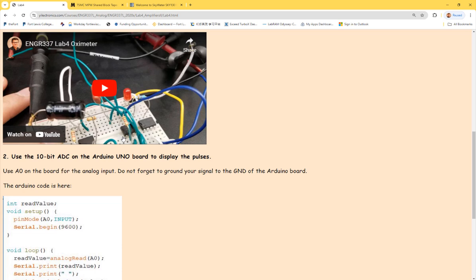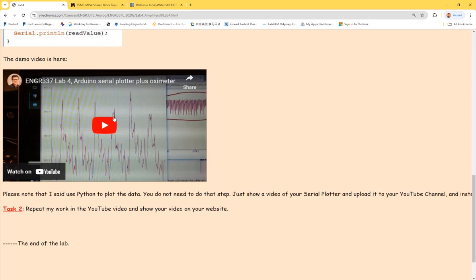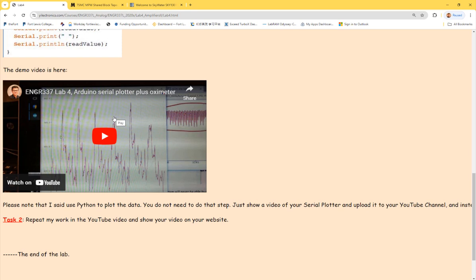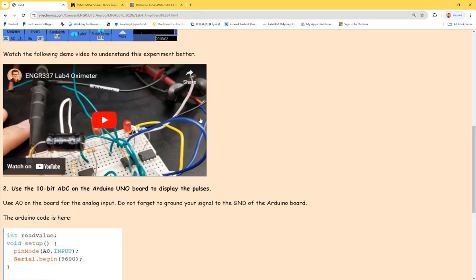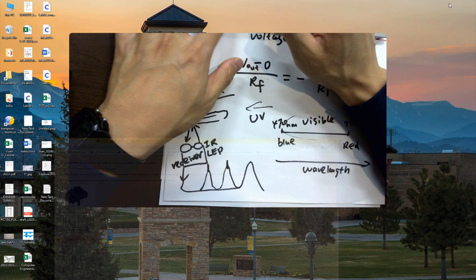The circuit is very simple. It's just filters and amplifiers, and you can even use an Arduino to probe the voltage output. The Arduino has an ADC, which is the analog-to-digital converter. You can digitize it and display it in a serial monitor like this. So you can design the oximeter in just a few hours, like 3 hours, and you can convert it to a PCB board as a product if you want.